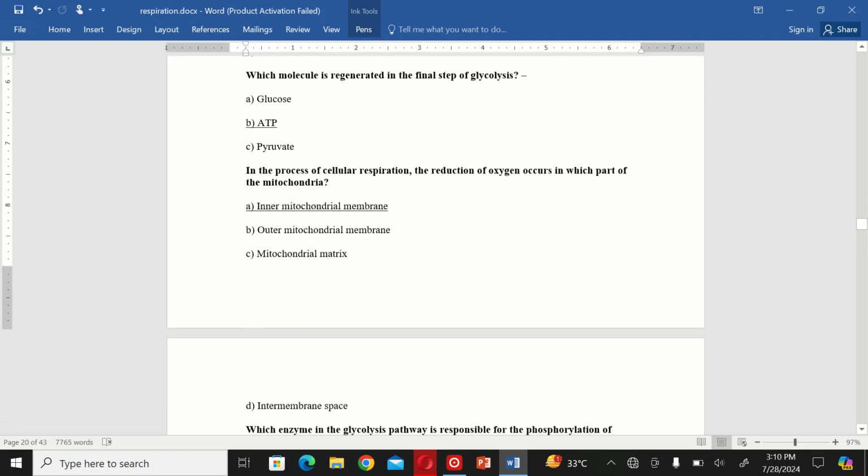The next MCQ is which molecule is generated in the final step of glycolysis? A. Glucose. B. ATP. C. Pyruvate. So the correct option is B. ATP.